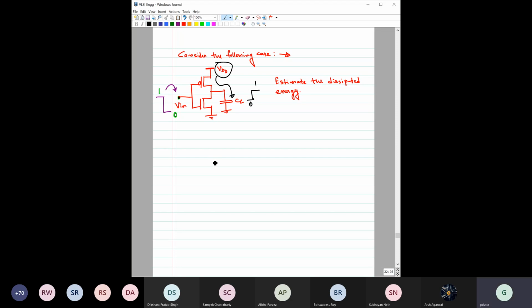Ranveer, can you comment? Sir, VDD into ID, we can calculate. But when this has started charging, will the capacitor charge immediately? No, sir. So the current will also change, the voltage will also change. So can we take direct multiplication or do we have to do an integration? We have to do an integration.